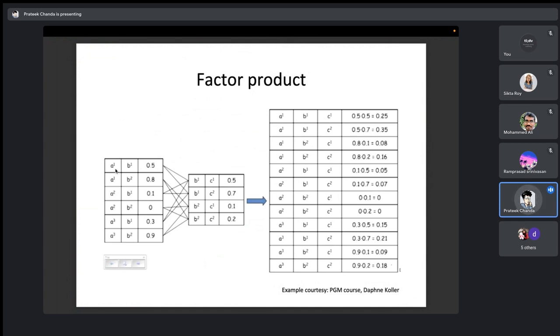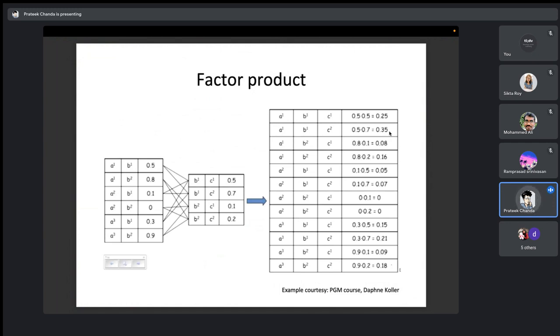So I multiply a1 b1 and b1 c1. That basically means the middle element b1 is common. Similarly, a2 b1 and b1 c1 we multiply. For a1 b1 c1, I multiply 0.5 and 0.5 to get 0.25, and for a1 b1 c2, I take the first row a1 b1, 0.5, and since I have b1 c2 here, I take the second row of this table, b1 c2, and multiply 0.5 and 0.7, which gives 0.35, and I complete the table as follows.